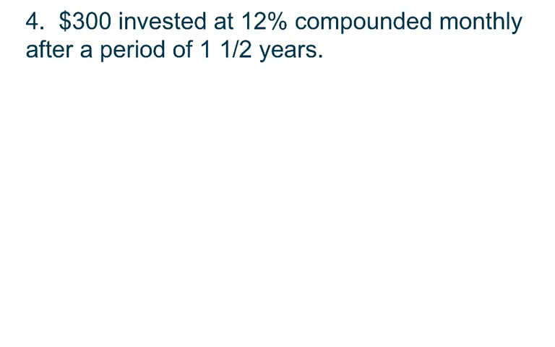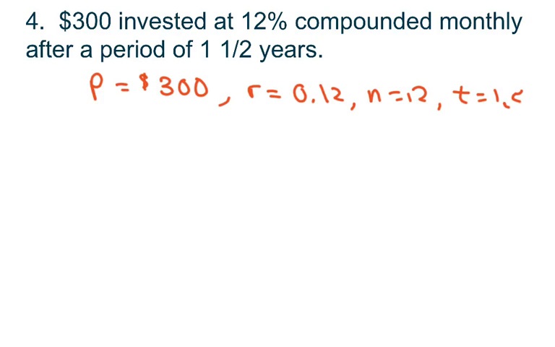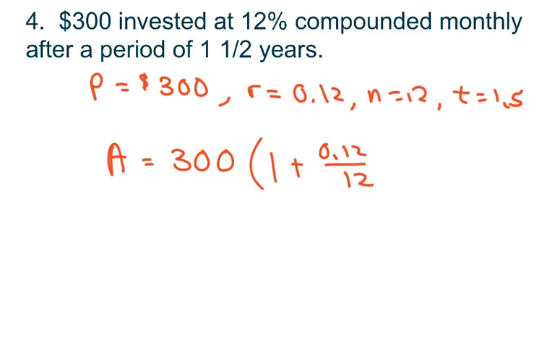Okay. I think we had 3 more. So P equals 300. R equals 0.12. N equals 12. And T equals 1.5. And you put it in your formula. So A equals 300 times 1 plus 0.12 over 12 to the 12 times 1.5 power, which is approximately 358.84.